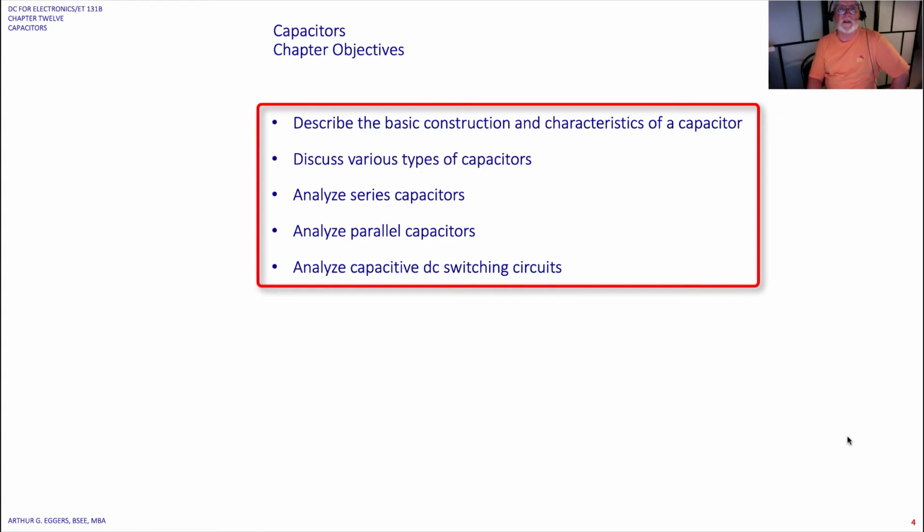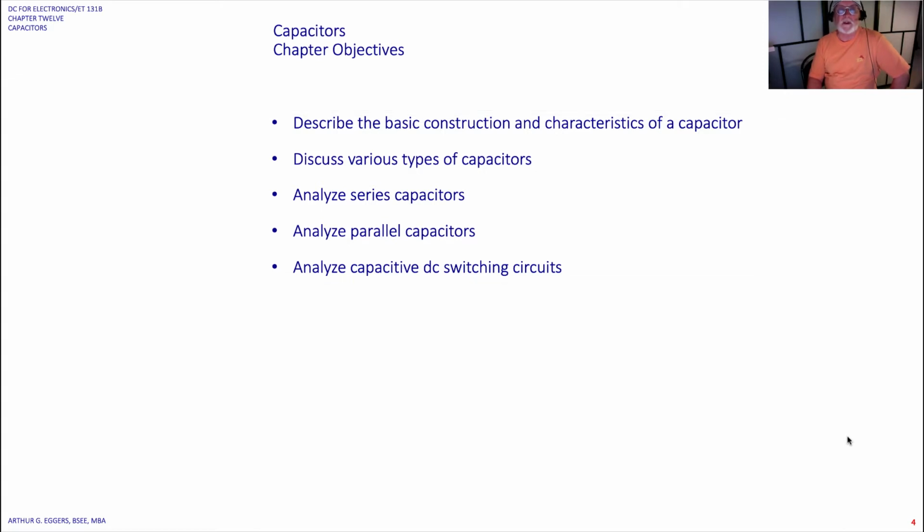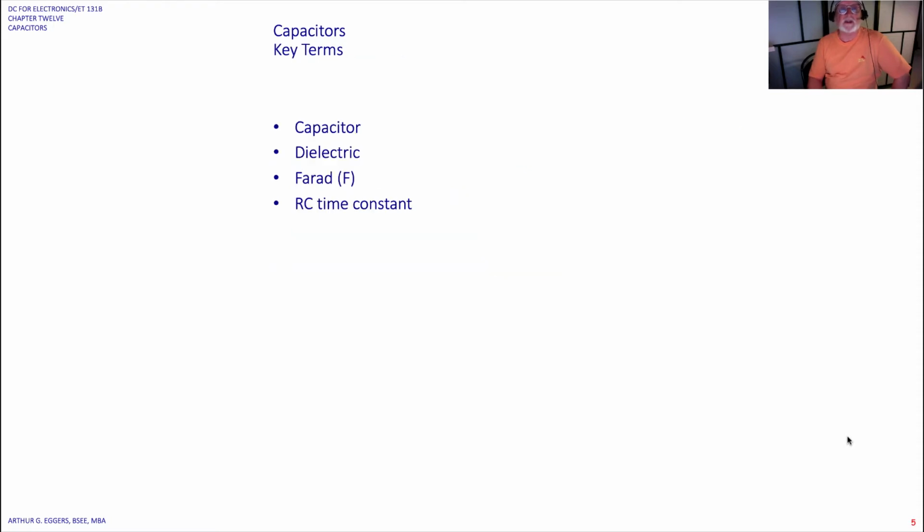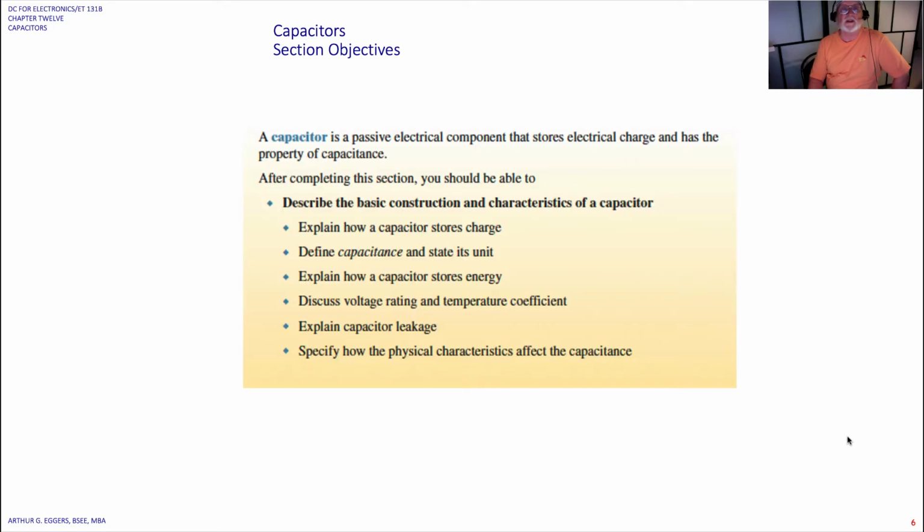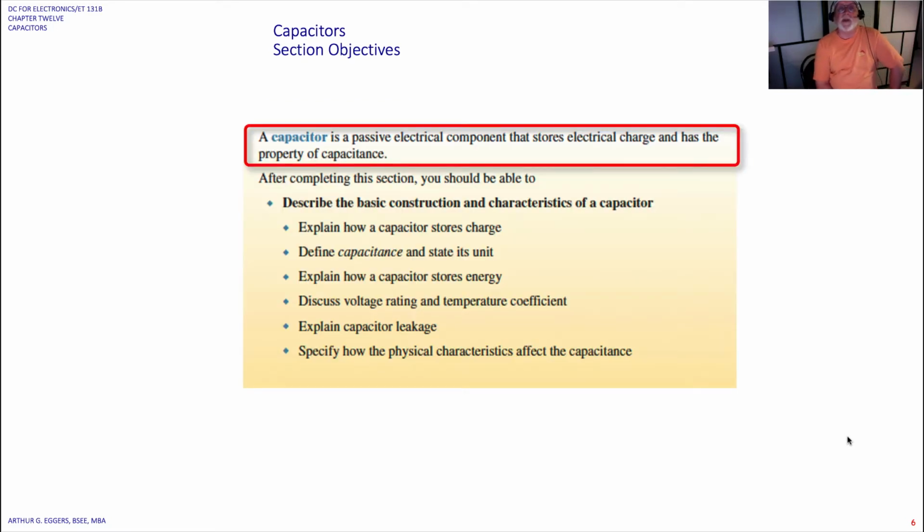You can take a look at the objectives, the typical analysis and discussion. Understanding terms, what is a capacitor, what is a dielectric, the unit for the capacitor, the farad, and then we'll end up with something called the RC time constant. A capacitor is a passive electrical component that stores electrical charge and has the property of capacitance. Okay, so it stores energy.